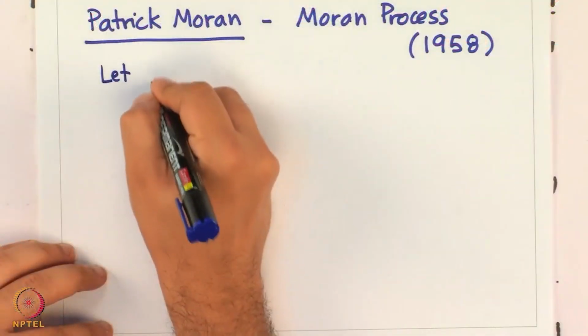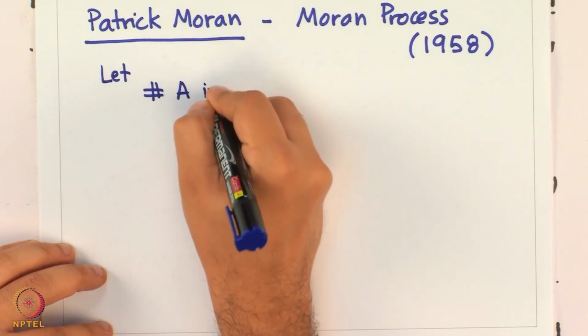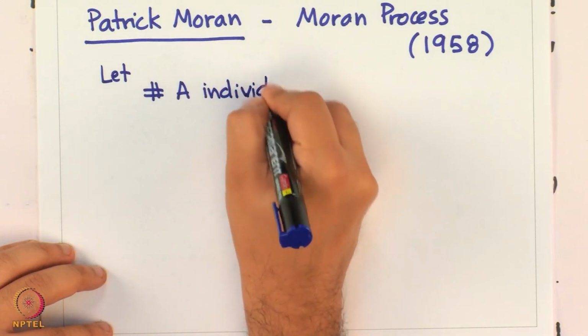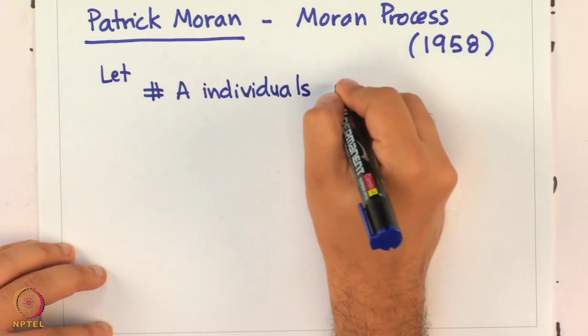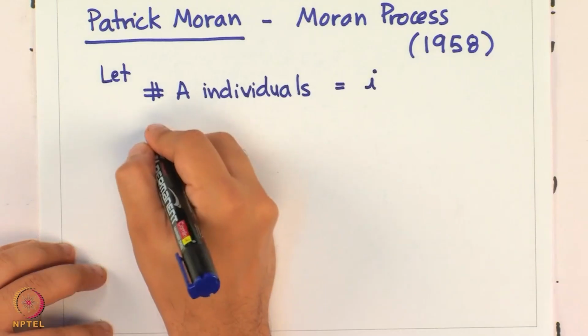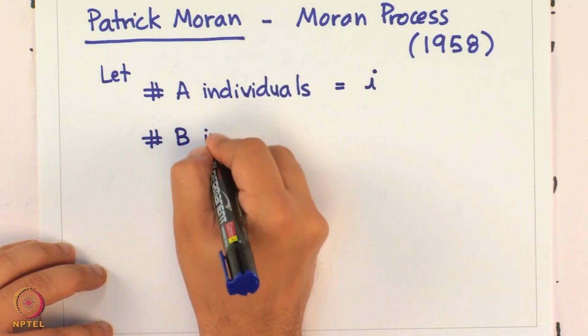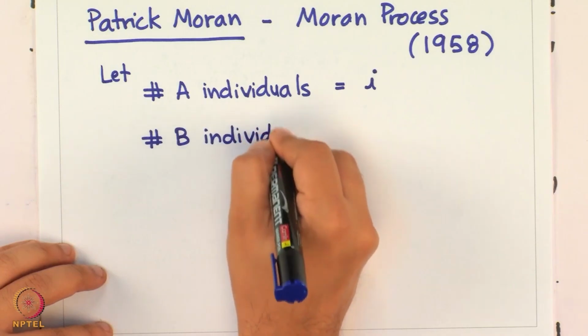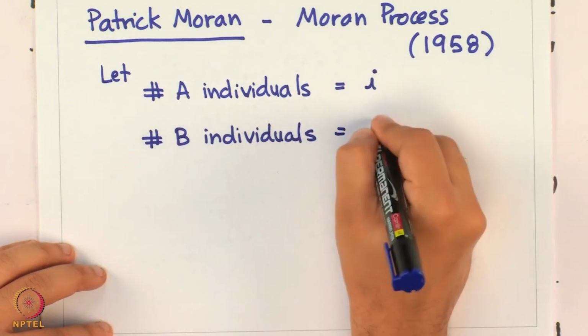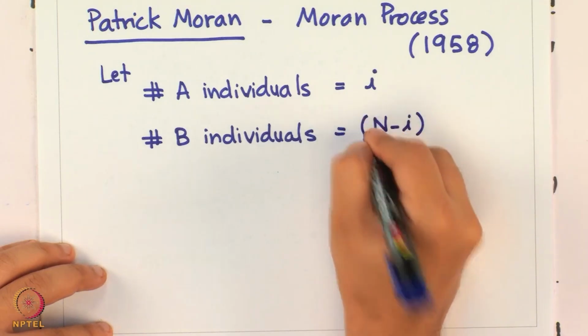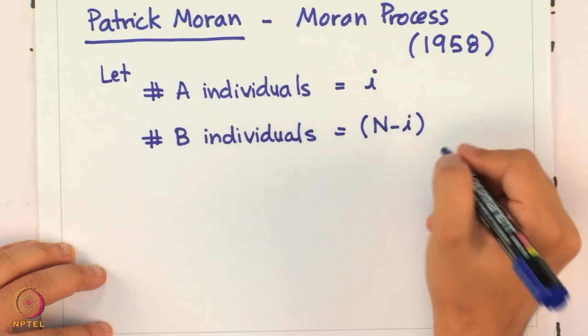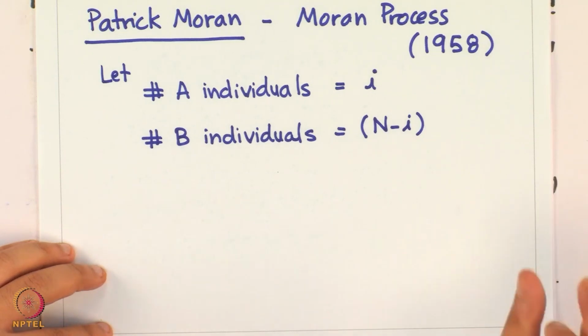Alright. So let us discuss this process, and again we will start with giving a quantitative aspect to the steps that we have just discussed. Let the number of A individuals, A is one of the 2 genotypes that are present in the environment, be equal to I. That automatically means that the number of B individuals in the population is equal to n minus I. Right? Because the total number of individuals present in the environment is always constrained to be equal to n.